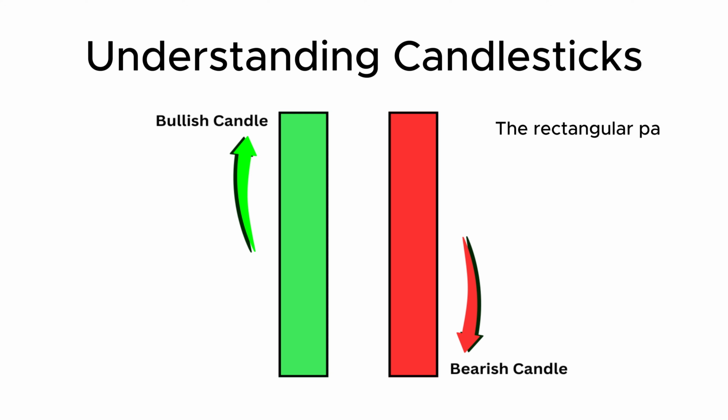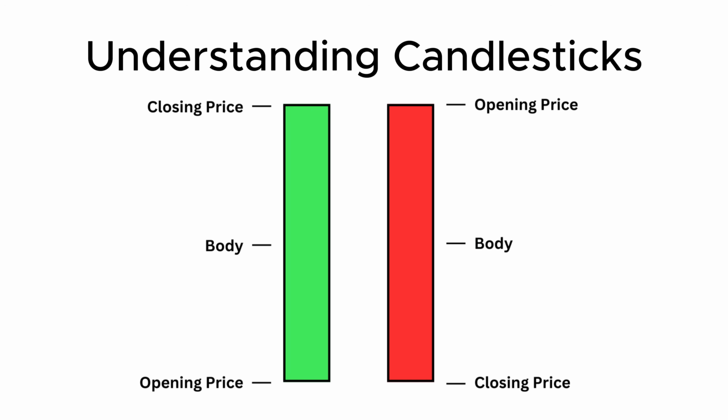This part of the candle is known as the body. What the body shows us is the specific price action relating to the opening and the closing price. So for the bullish candle, the bottom of the candle body shows the opening price, and the top of the candle shows the closing price. Vice versa, on a bearish candle, they are reversed. So the top of the body is the opening price, and the bottom of the body is the closing price.